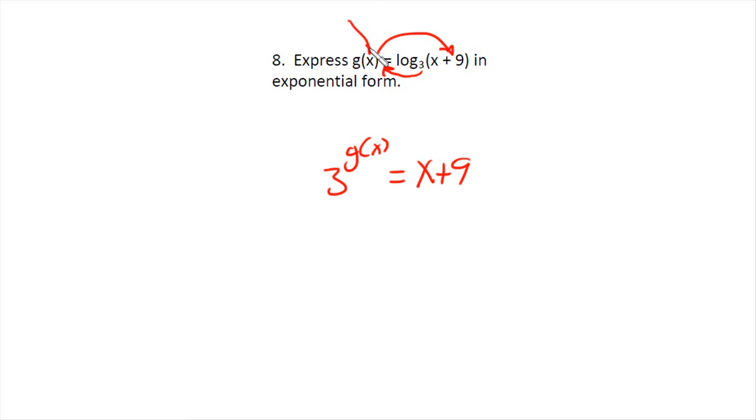And don't let this confuse you. G of x, you could put a y there, you could put f of x there, whatever. Whatever is in this spot will be the exponent right here. So 3 to the g of x equals x plus 9 answers problem number 8. Alright, that's it for this video. We'll pick up question 9 in video 2.